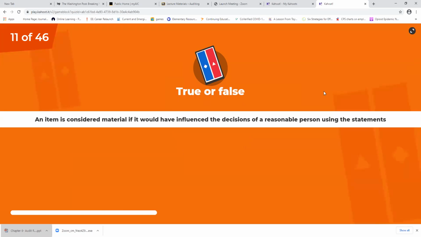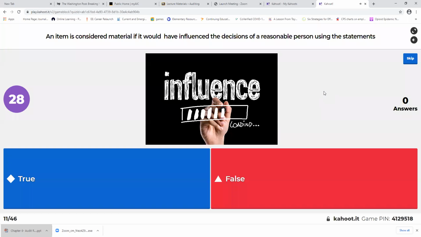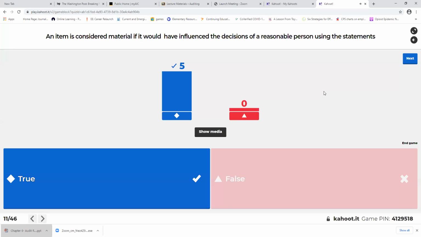An item is considered material if it would have influenced the decision of a reasonable person using the statements. Okay, good. Yeah. So the question might become, what's a reasonable person using the statements?